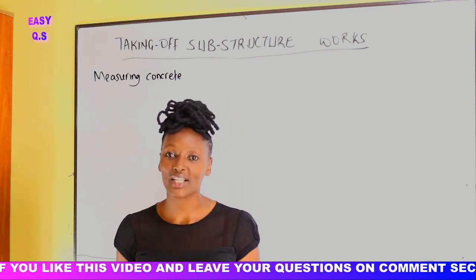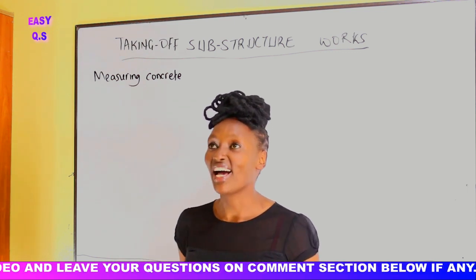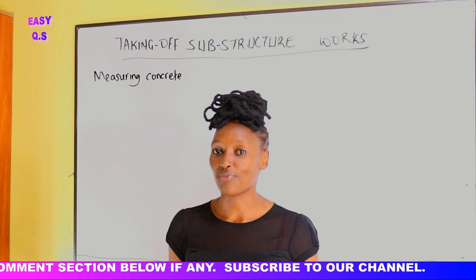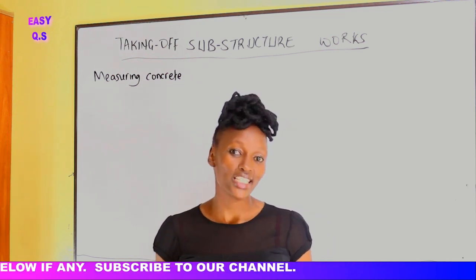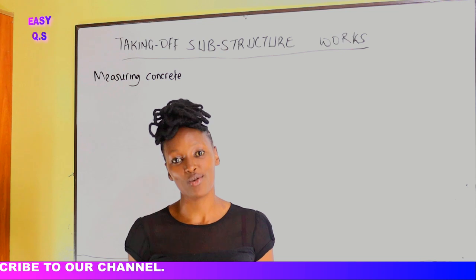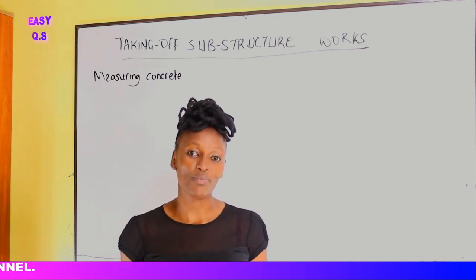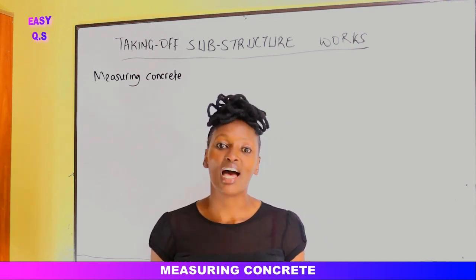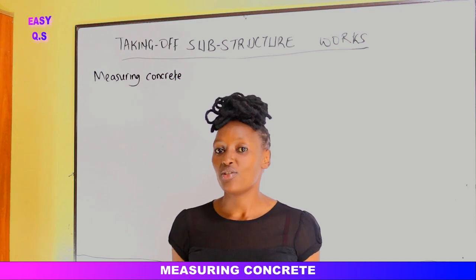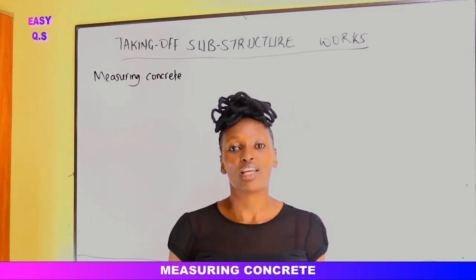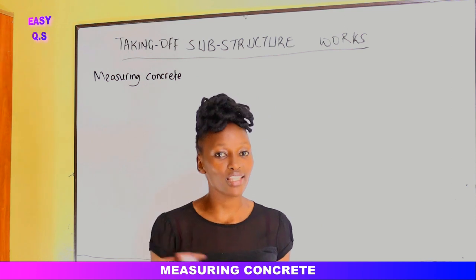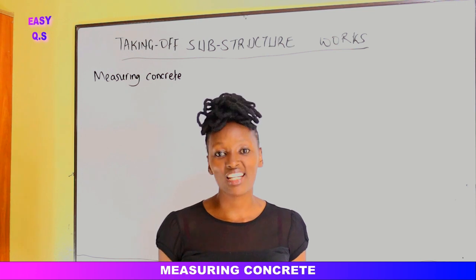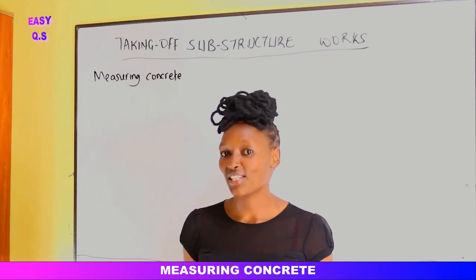I showed you clearly how to measure, and the rules of measurements that we are using in this class are the new revised methods of measurements. Different countries have different methods of measurements that they use. In Kenya, we use the standard method of measurements, SMM7. In other countries, they use the new revised methods of measurements, or the NRM2. All these methods differ from country to country, but the concept of measuring is always the same.